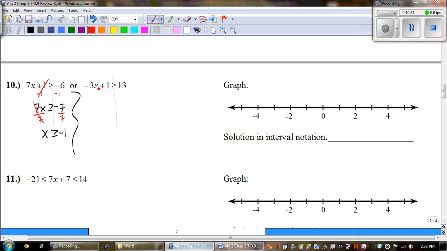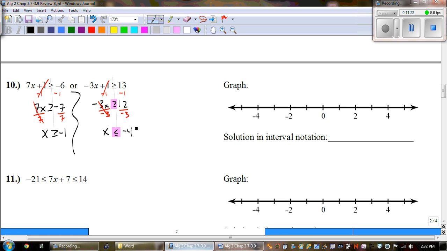Okay, on the right side, once again, I want to get the x by itself, so I'm subtracting 1 from both sides. And I get -3x is greater than or equal to 12. And now to get the x by itself, I have to divide, and I'm dividing by what type of number am I dividing by? That's right, I'm dividing by a negative, so I have to flip the sign. So we get x is less than or equal to -4.